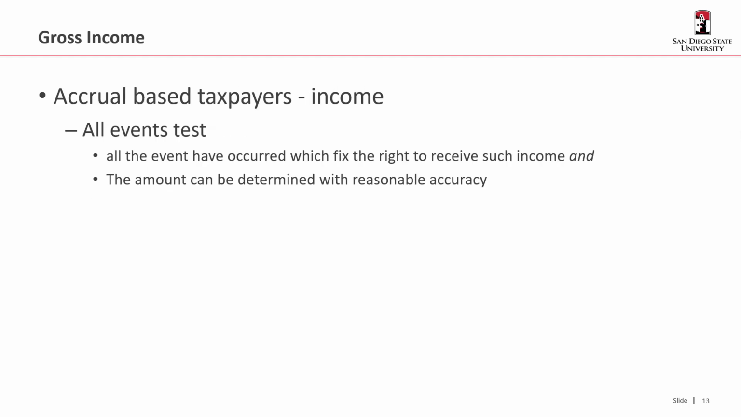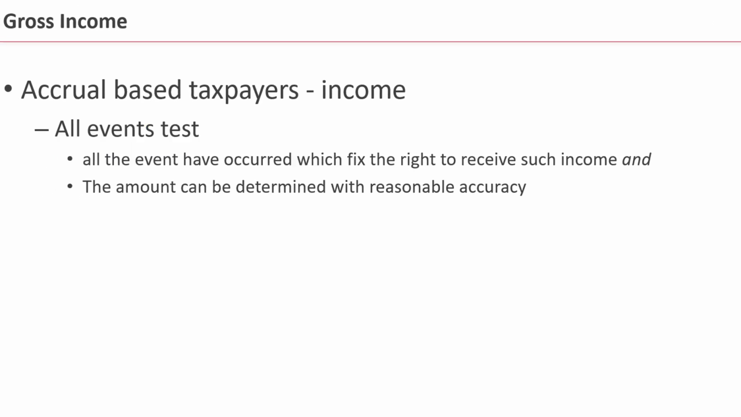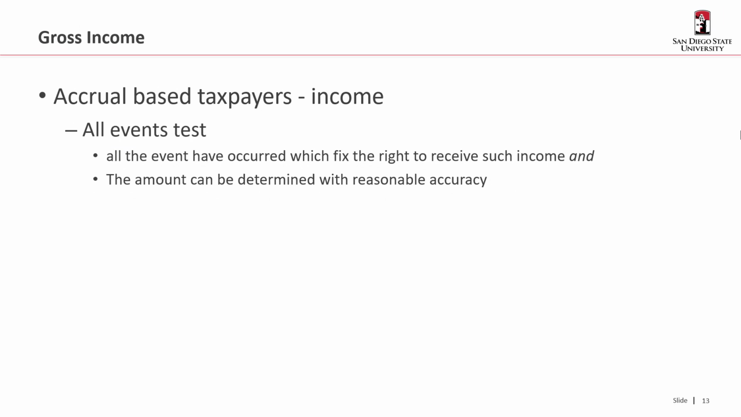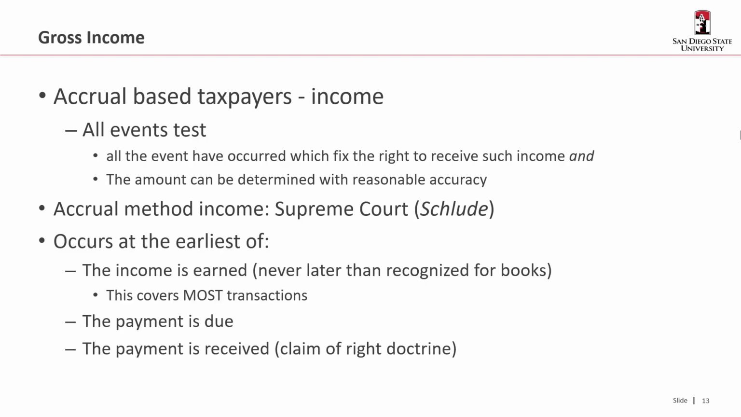Accrual-based taxpayers recognize income under something called the all events test. So the all events test says when all the events have occurred which fix the right to receive such income and the amount can be determined with reasonable accuracy, then it must be recognized. So the accrual method for income has been through, well, exactly what does it mean to fix the right to receive, bubbled up to the Supreme Court, I want to say the late 80s, in a court case named Schlude.